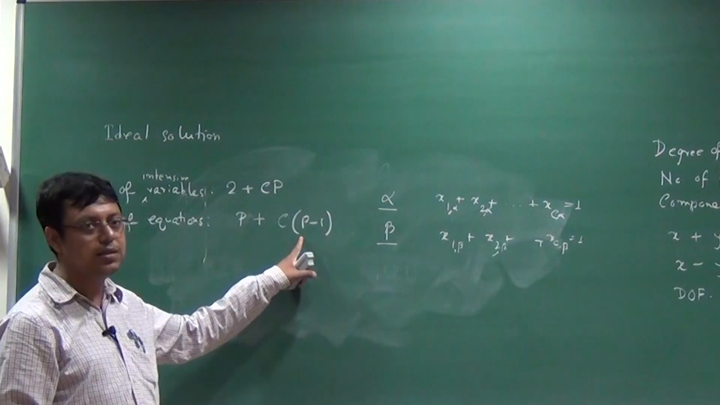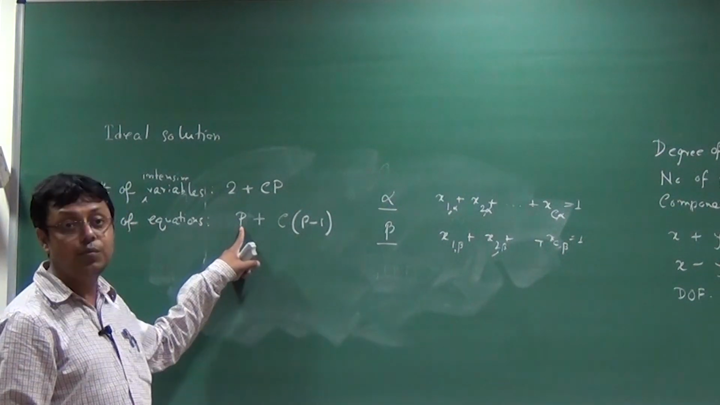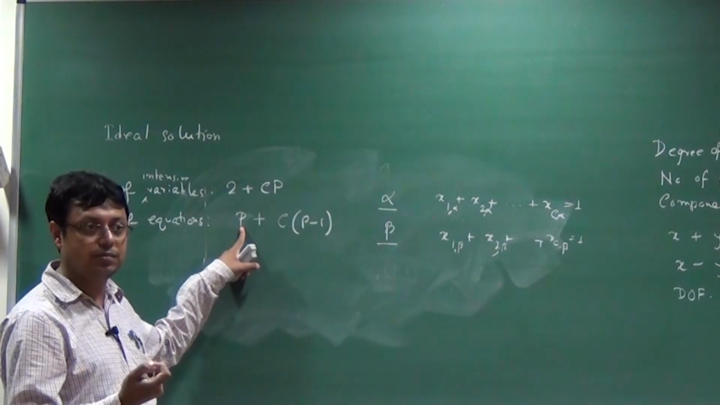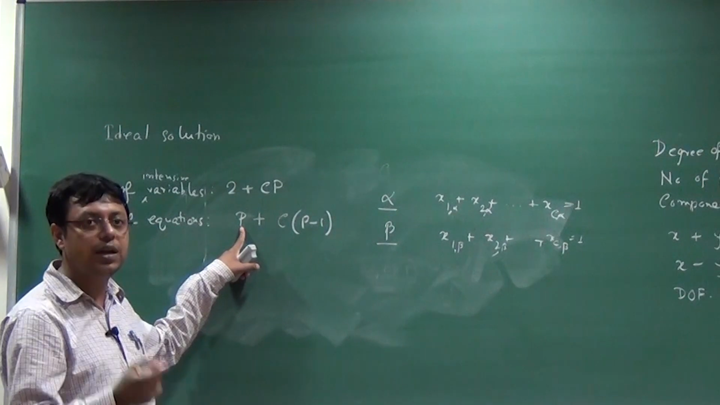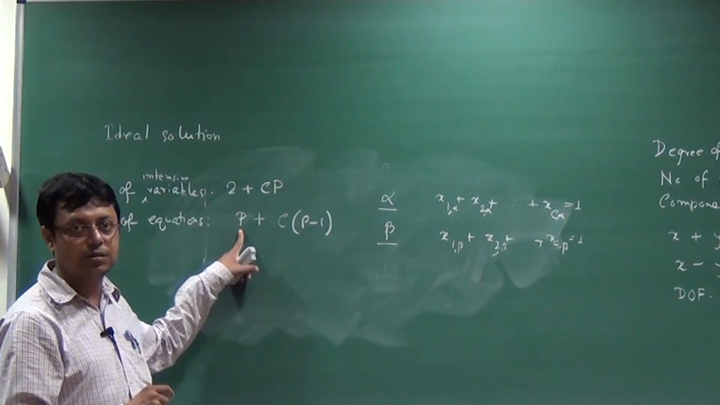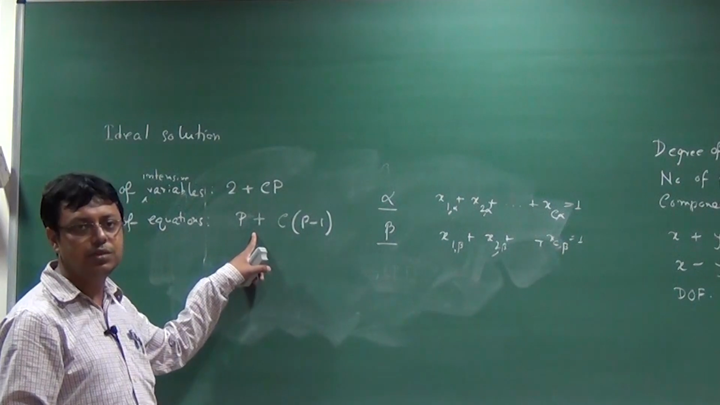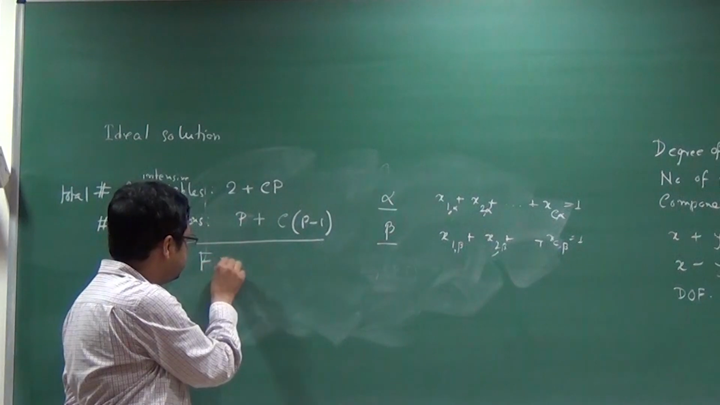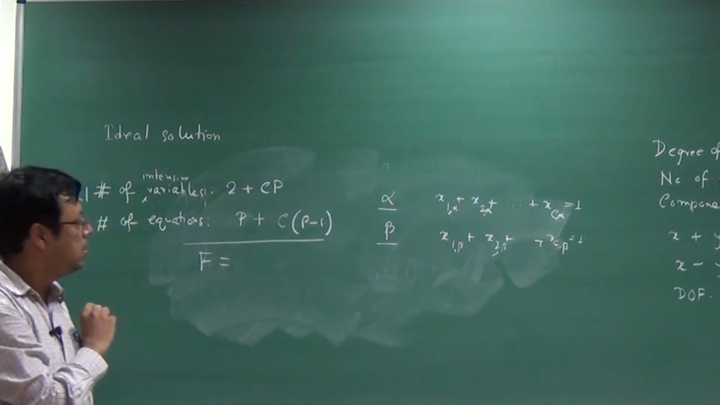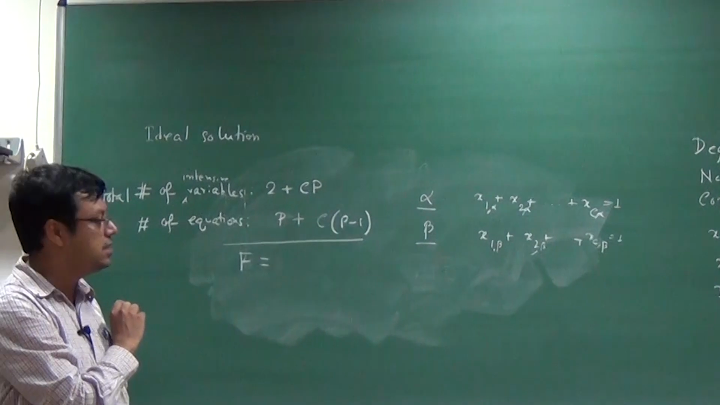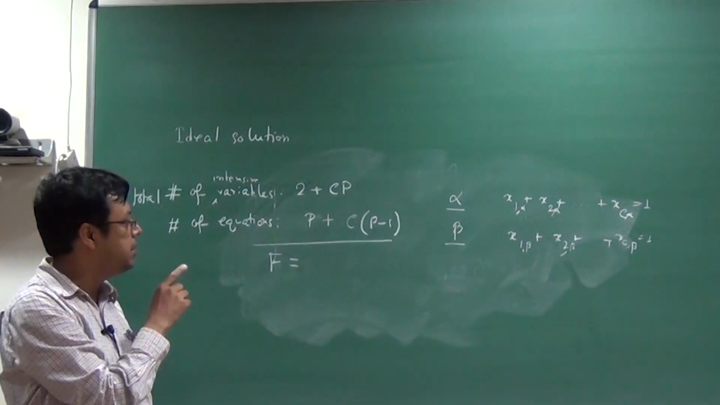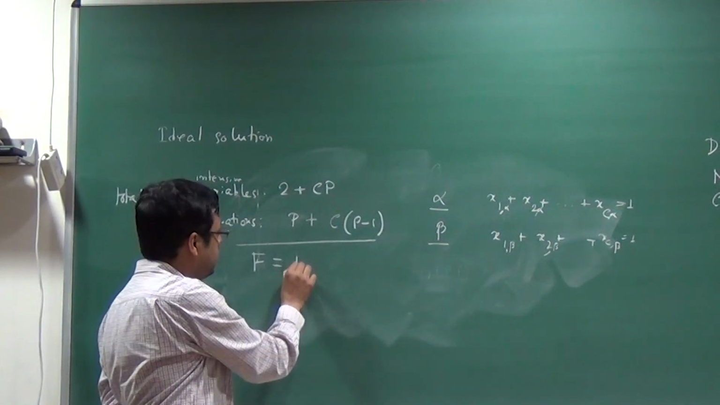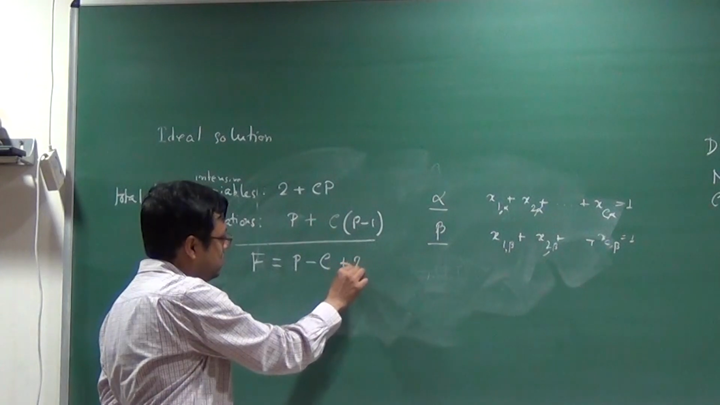So now I have total is this. Again, this p was coming for the mole fraction of different components in the same phase. So there are p phases. All I have to do now is subtract these two. So basically the number of degrees of freedom is 2 plus Cp minus p plus Cp minus C. The Cp thing will cancel. So what I will have is basically p minus C plus 2.